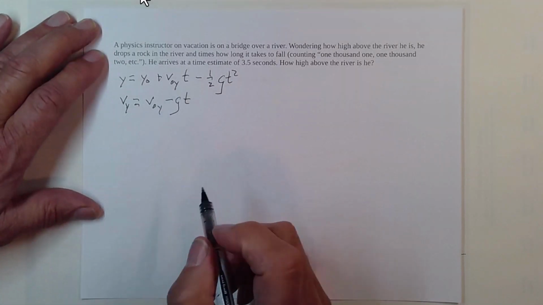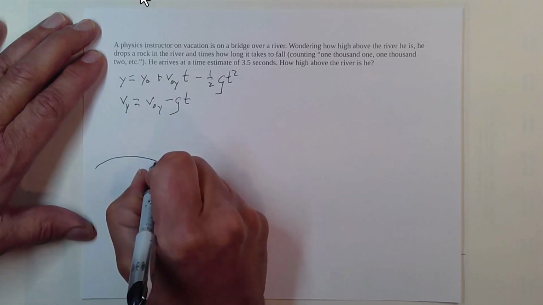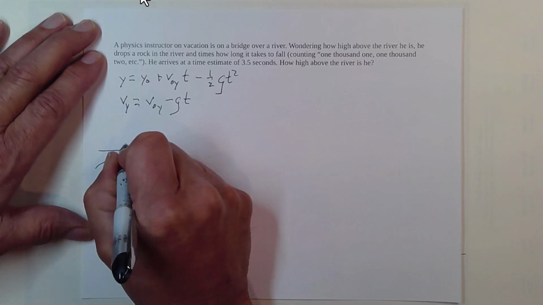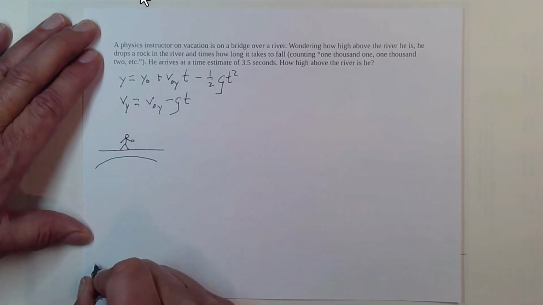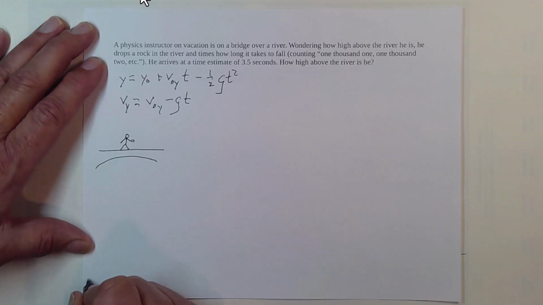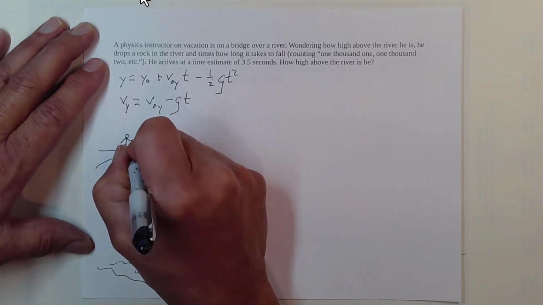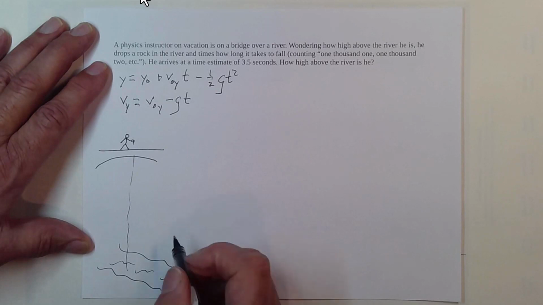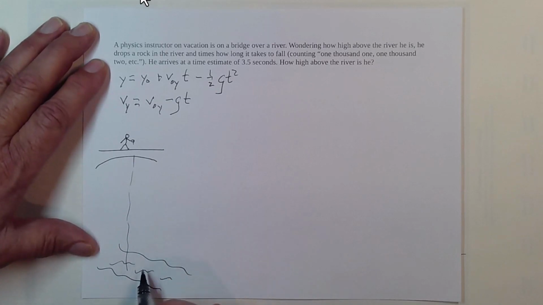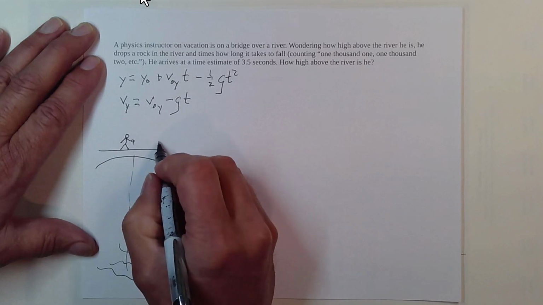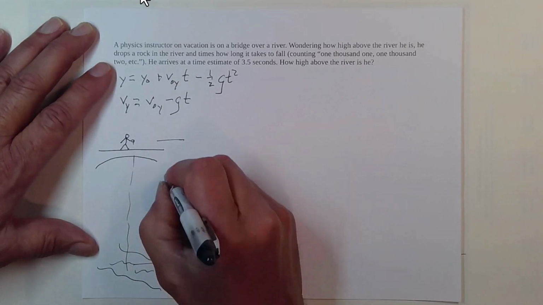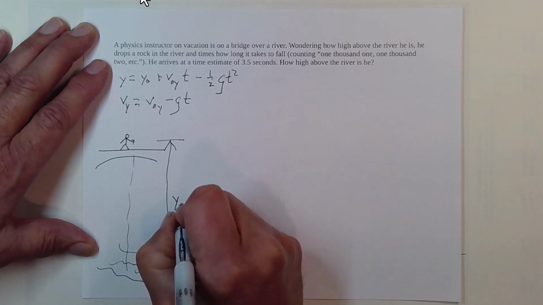Let's see, I'll make a sketch here. We have this person standing above the river on the bridge, dropping a rock, and then down below there's a river flowing along here, and the rock falls down there and hits that. Now we can define y to be equal to 0 down here, and the initial height of the rock here will be y naught.